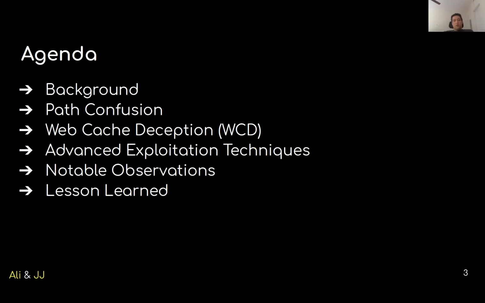In this research, we are going to share a little bit of background about web caches and URL structures. We also want to talk about path confusion as a root cause of the web cache deception attack, explain web cache deception introduced in 2019 by Omar Gil, and share some new and advanced exploitation techniques, which are very effective and increase the chance of exploitability by about 45%. And we share our notable observations besides the exploitations, so bug hunters and the audience can invest more time to find more vulnerabilities based on these observations.